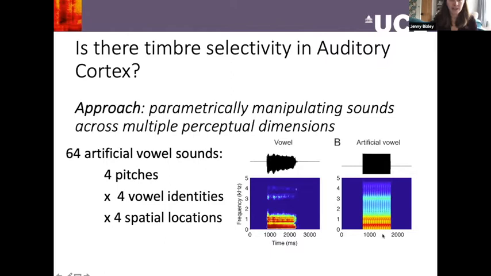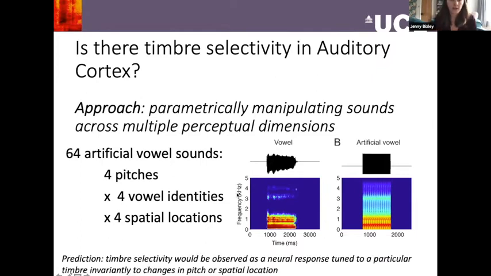So we could determine the periodicity of the vowel, determining in turn its pitch. We could determine the timbre by changing the position of these formant peaks that give you effectively the spectral envelope that the listener will use to determine the identity of this vowel. And by presenting them in virtual acoustic space, we could move the vowels around the animal's head. So our prediction is that timbre selectivity would be observed as a neural response that was tuned to a particular vowel or to particular vowels, and whose response was uninfluenced by changes in pitch or spatial location.